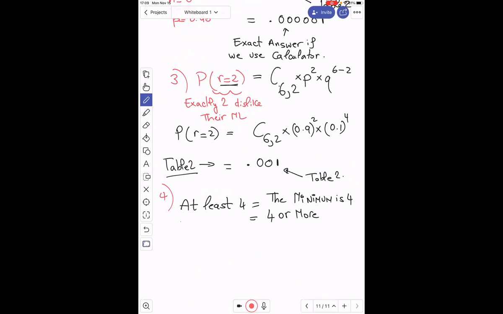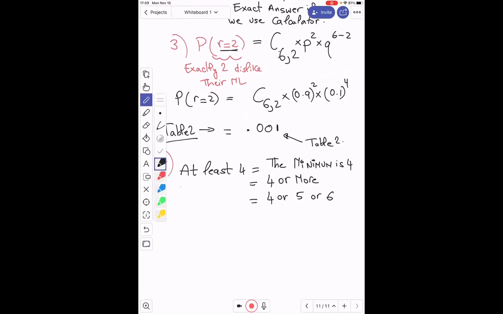Okay. Because we have a group of 6 married women, when I say 4 or more, it means 4 or 5 or 6, right? The maximum number here is 6. So in question number 4, we need the probability that R is 4, or R is 5, or R is 6.